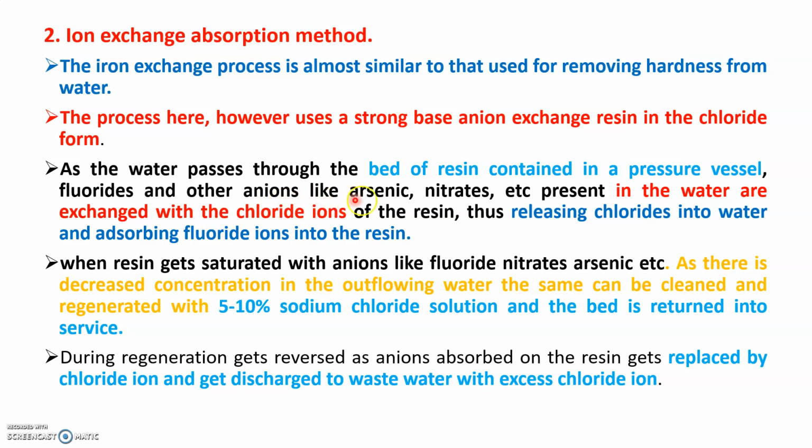Now what happens here is that fluoride and other anions like arsenic and nitrate are exchanged with chloride ions. So chloride ions are released into the water and there is an absorption of fluoride content. Please remember this one: the chloride ions of the resin are released into the water, and fluorides are absorbed into the resin.